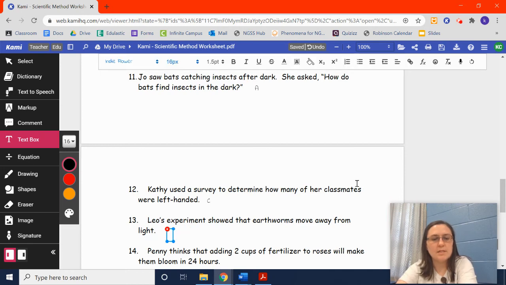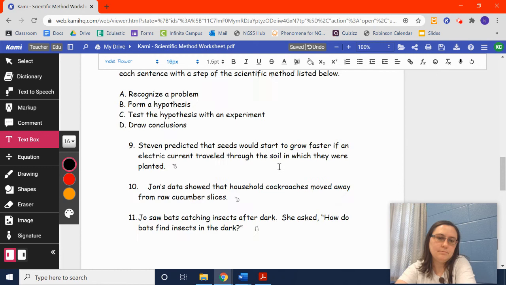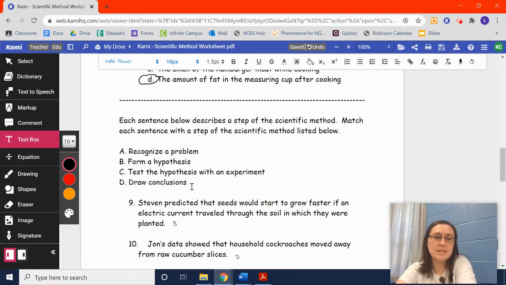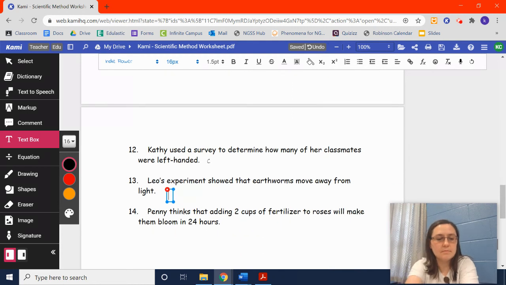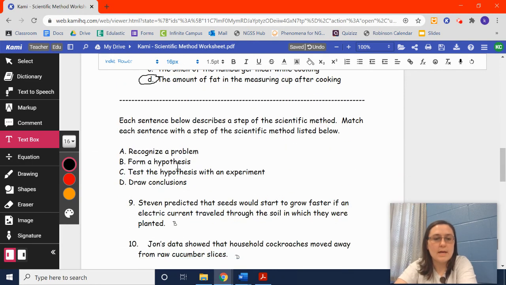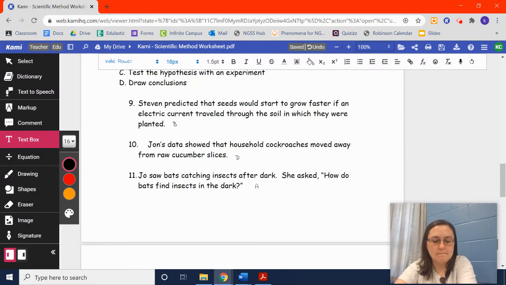Number 13, Leo's experiment showed that earthworms move away from light. So he did the experiment, he's seen what the experiment told him. That is D, drawing conclusions. And number 14, Penny thinks that adding 2 cups of fertilizer to roses will make them bloom in 24 hours. So she thinks something. That is a hypothesis, B.